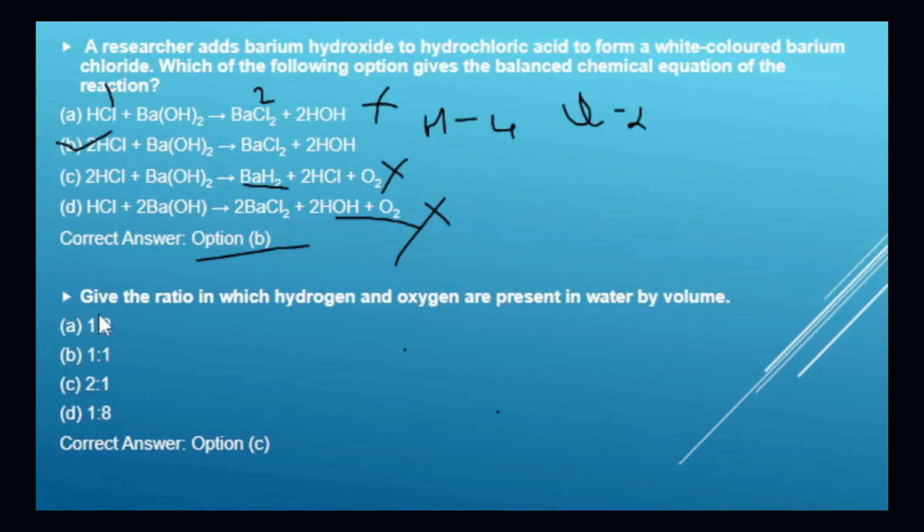So you have to give the ratio in which hydrogen and oxygen are present in water by volume. Okay, so this is very easy. Your water is nothing but H2O, right? Now let's talk about the ratio of volume. So your answer is 2:1, right? Hydrogen and oxygen ratio, not oxygen and hydrogen. Don't get confused. It is hydrogen is to oxygen. Okay, so 2:1 is the correct answer, option C.